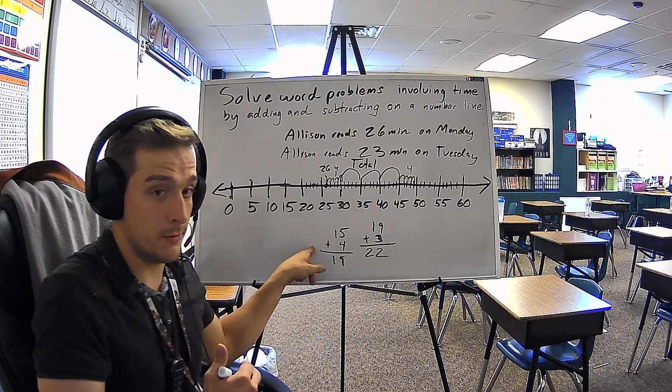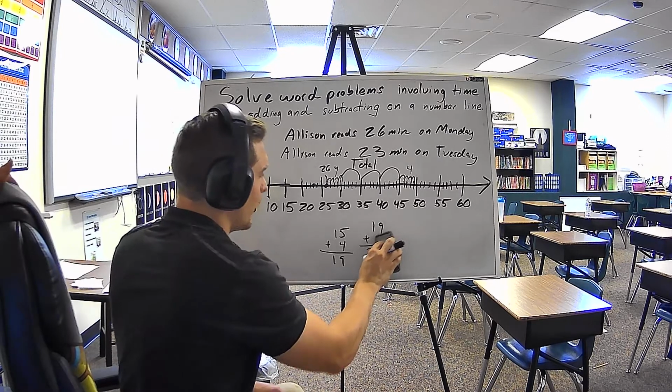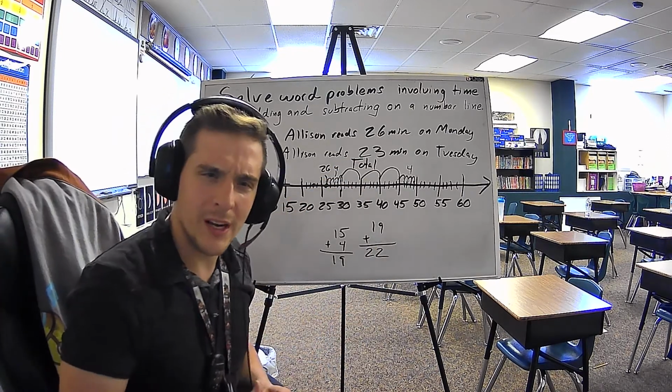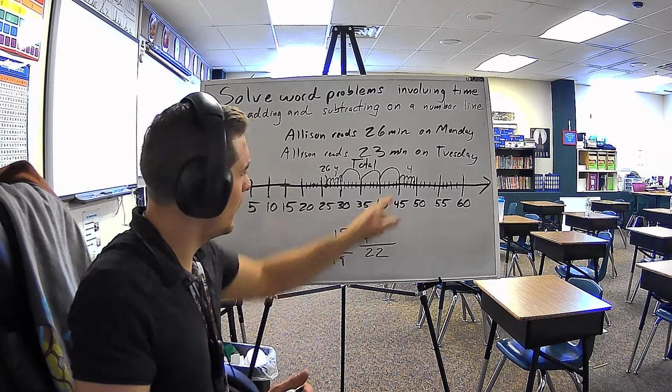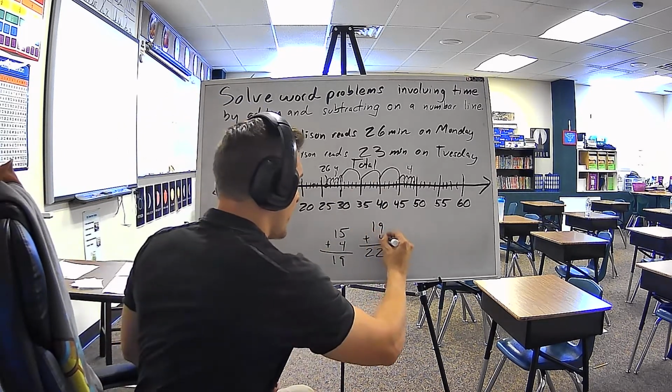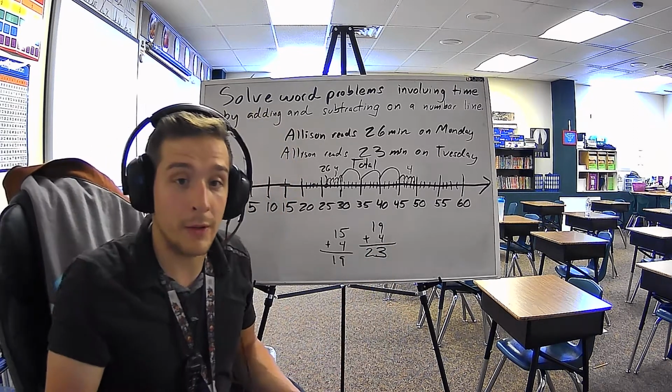But I checked myself. And by checking myself, I was able to realize, wait a second, that's supposed to add up to 23. It only added up to 22. Where did I make that mistake? I found it. Now that should be a 4, and that equals up to 23. Which means I've gone the right amount now.